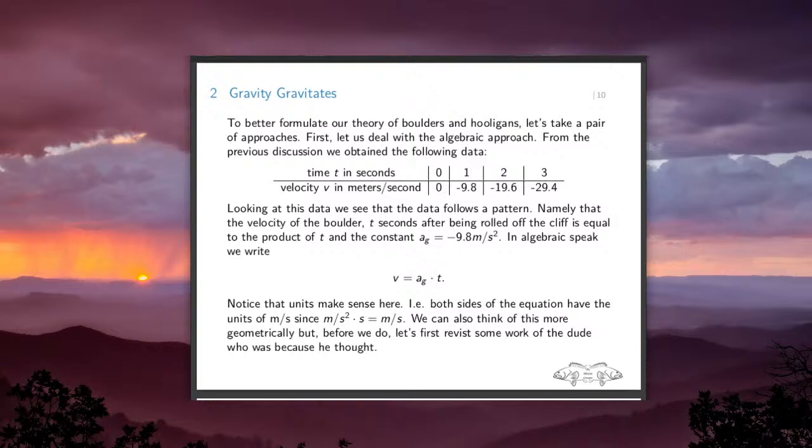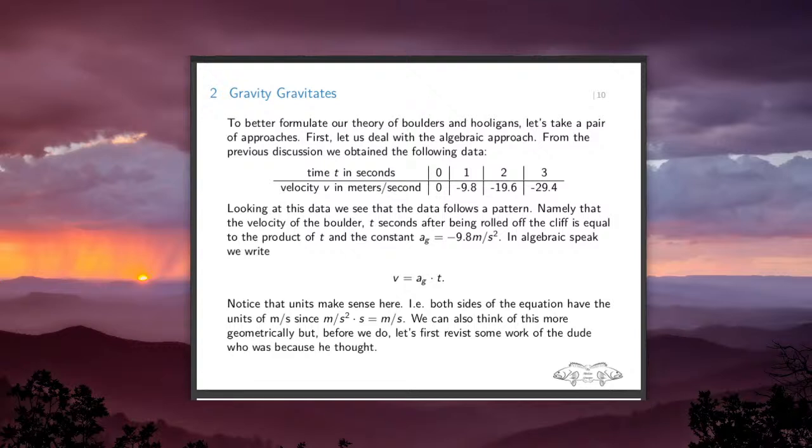So to better formulate our theory of boulders and hooligans, let's look at it from 2 perspectives. In this case, this is a very simple problem, but it's nice to have a couple different approaches to it. So the first will be algebraic, which is very straightforward.